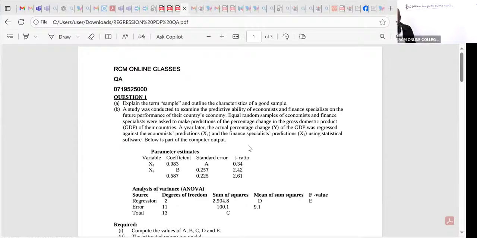This question was set sometime back here, actually in April 2025, just as a semester exam. And the students got a 0.